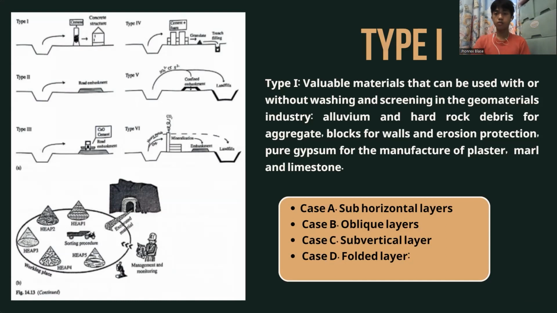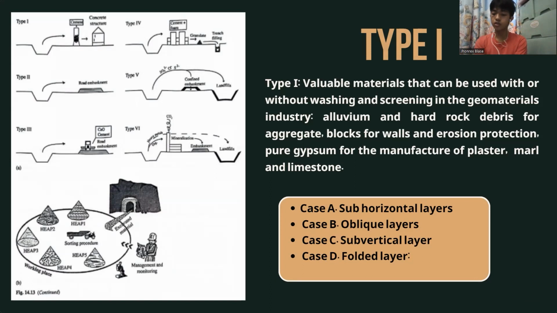Type 1, available materials that can be used with or without washing in the quarrying geomaterials industry. Alluvium and hard rock debris for aggregates, blocks for walls and erosion protection, pure gypsum for the manufacture of plaster, marl, and limestone. So sa type 1, we have 4 cases. So case A, sub-horizontal layer.